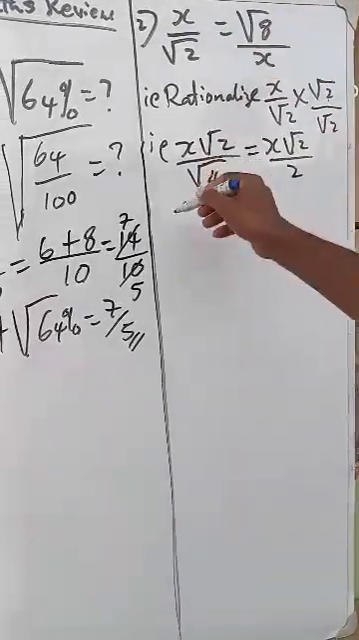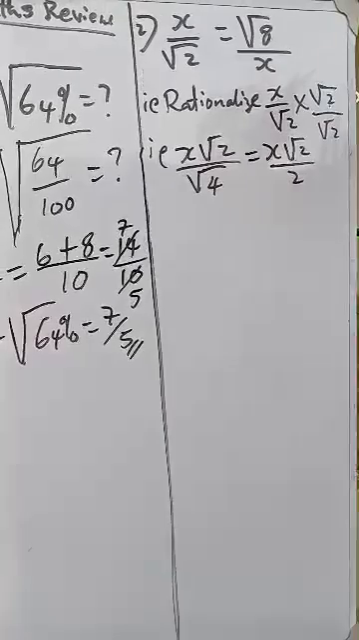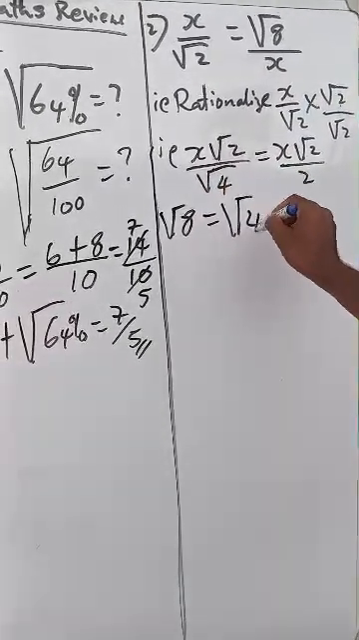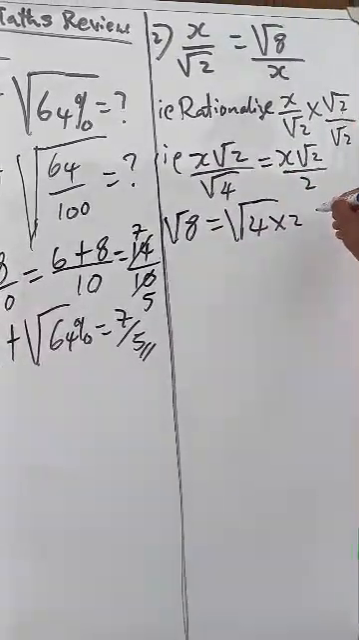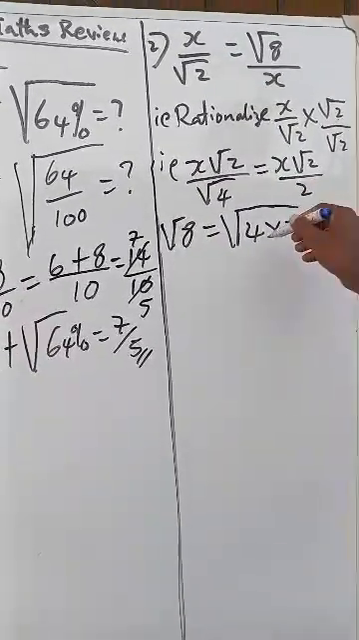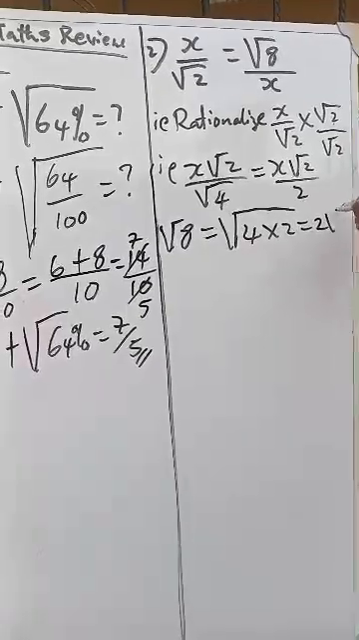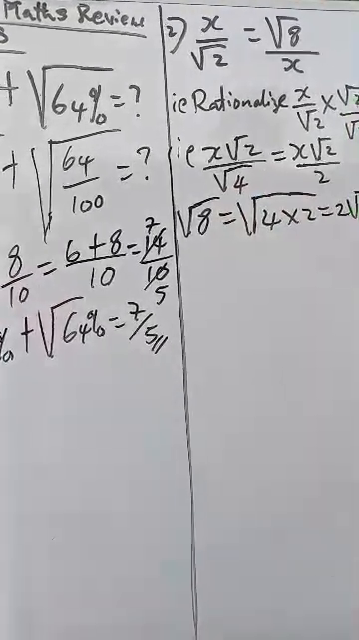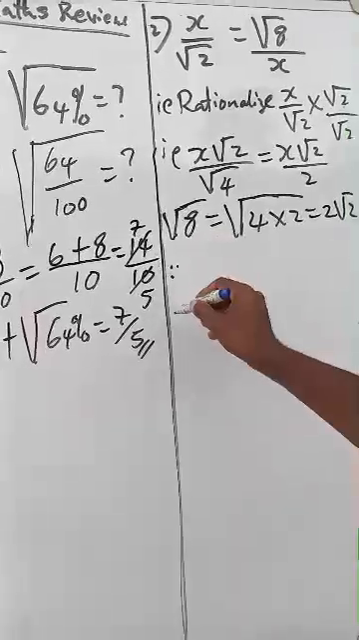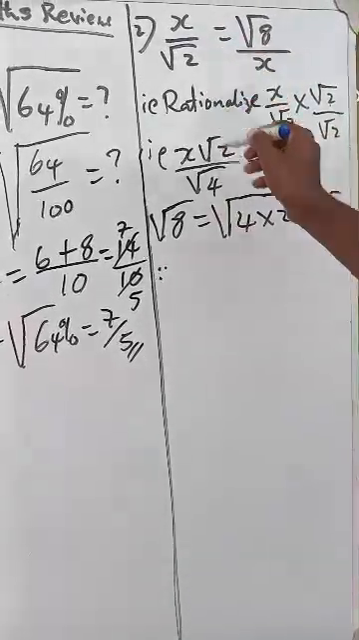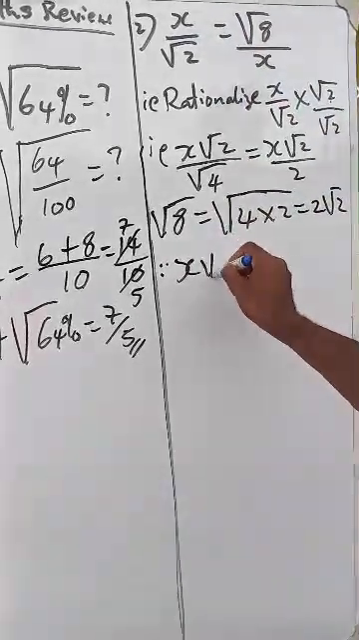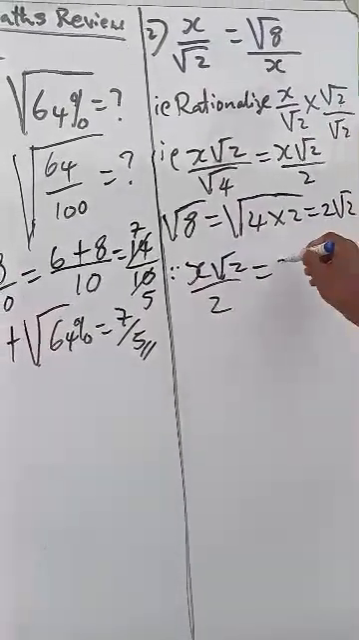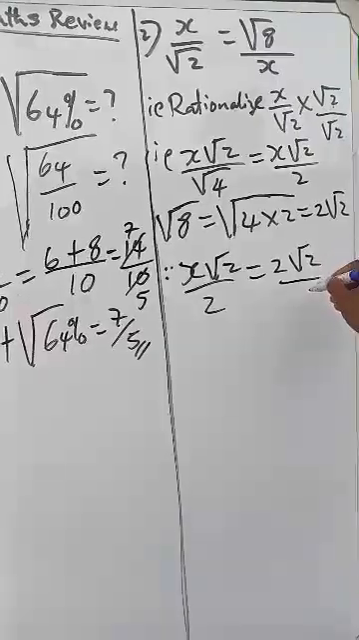Now, coming down to this very question, at the right hand side, we have root 8. Root 8 is the same thing as root 4 times 2. Root 4 times 2 will be the same as the square root of 4, which is 2, then root 2. So root 8 is the same thing as 2 root 2. So we'll say, therefore, x over root 2, which is the same thing as x root 2 over 2, is equal to root 8, which is the same thing as 2 root 2 over x.